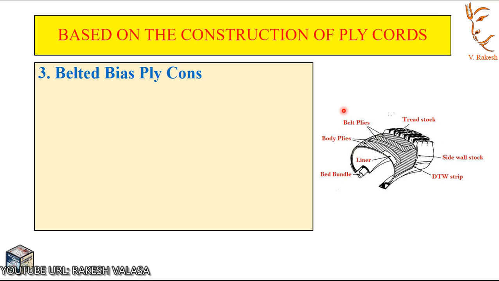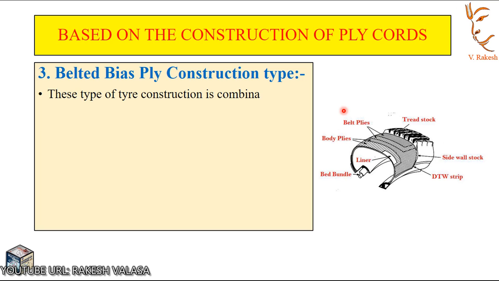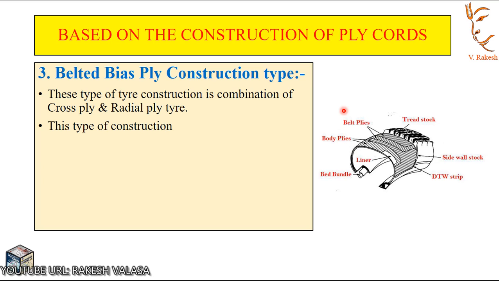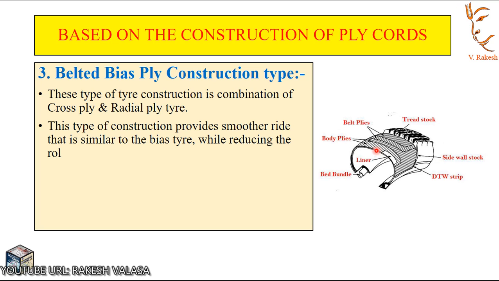Third one is belted bias ply construction type. This type of tire construction is a combination of cross ply and radial ply tire. You can see this figure. One ply is cross shape and another ply is in the radial ply. So it is a combination of cross ply and radial ply tire.